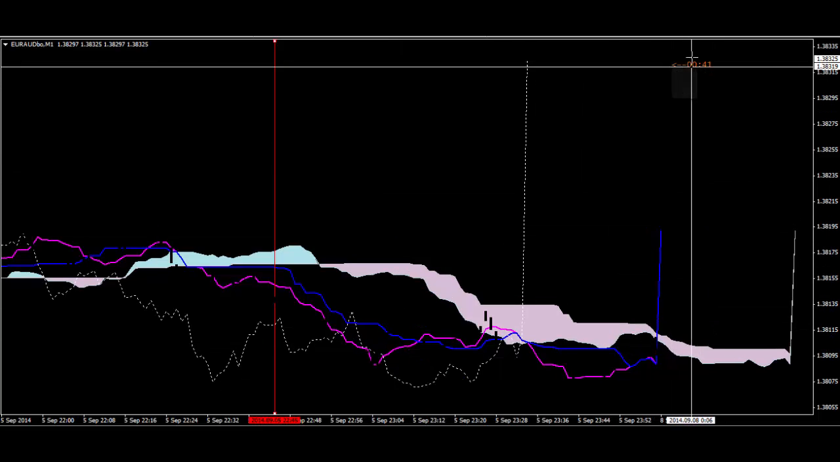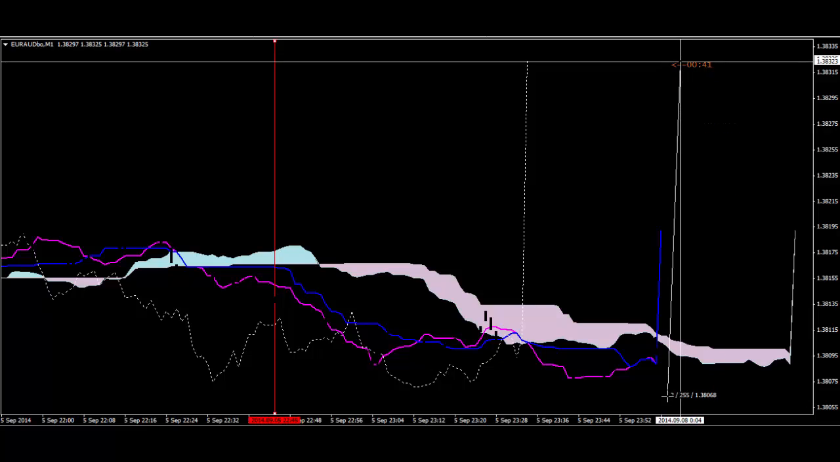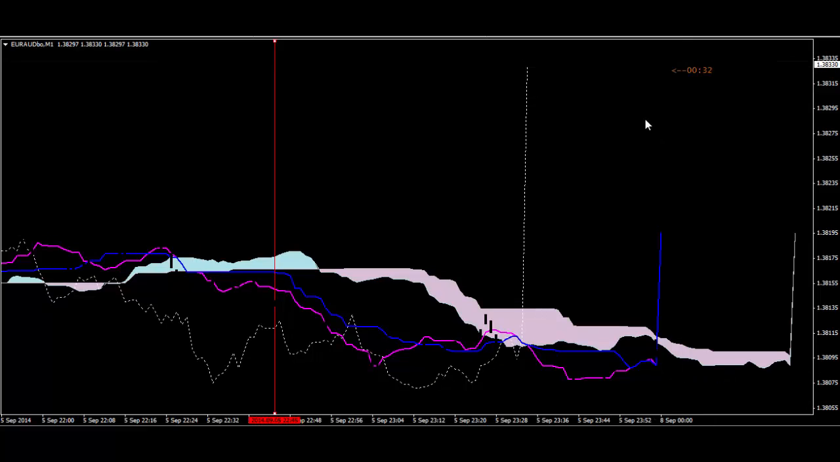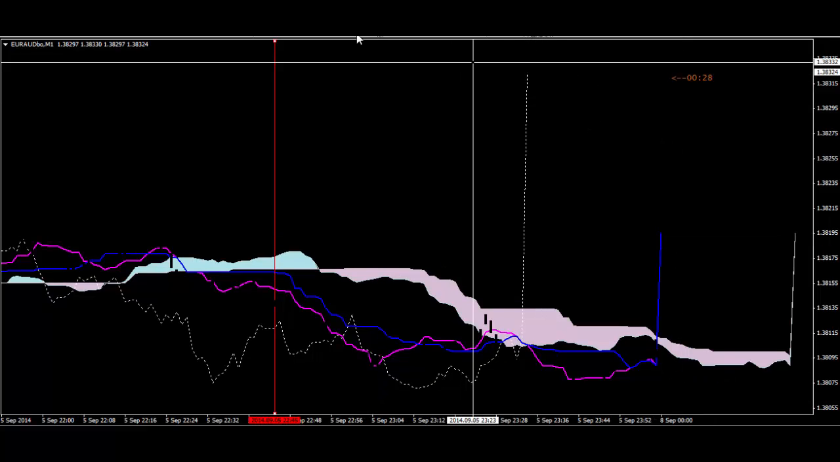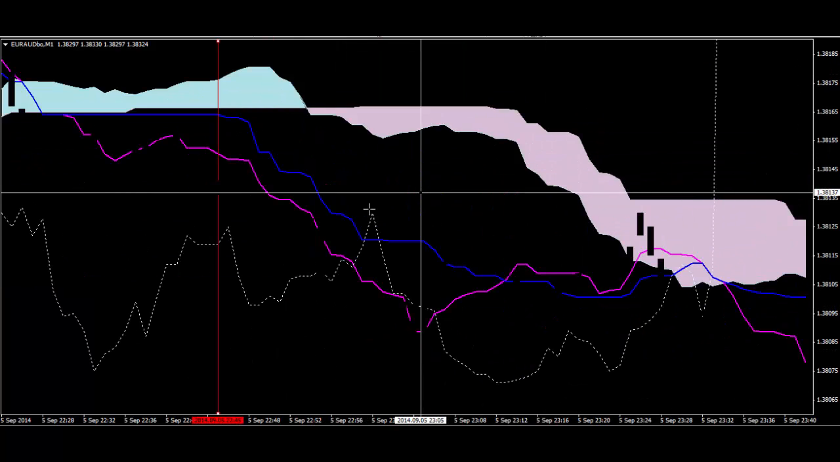Whoa! This is live. Something happened here. 24 pips. I don't know. Market is doing something right now. Anyways, so let's go to our thing again.